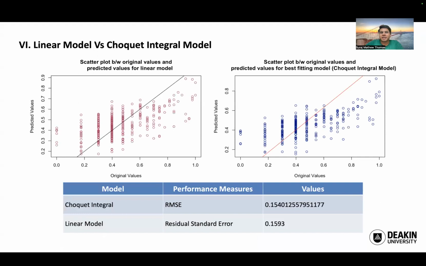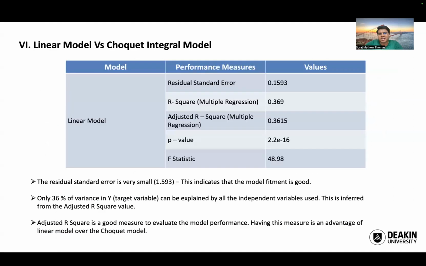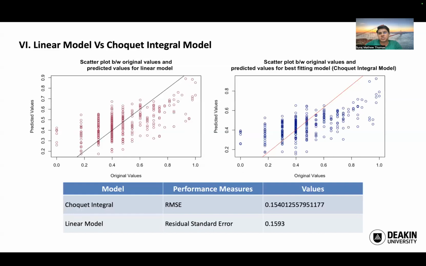Now, we've done a linear model versus the Choquet integral model just to compare how the residual standard error is performing against the Choquet integral's root mean square error. So if you see, it is almost similar. The RSE is 0.159 for the linear model, and 0.154 for the Choquet integral. Yeah, the Choquet integral is performing a little better, I mean, very, very mild performance. But then the linear model has its own pros and cons. The Choquet integral also has its own pros and cons.